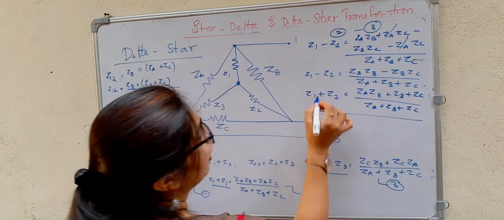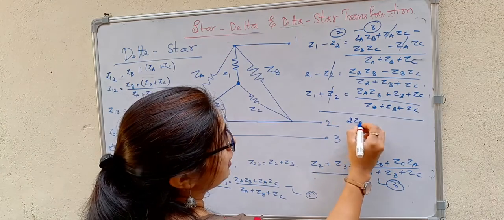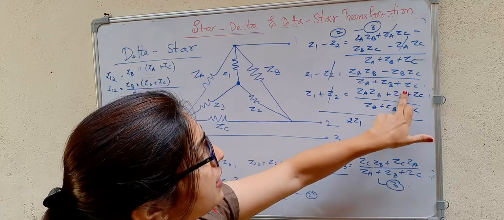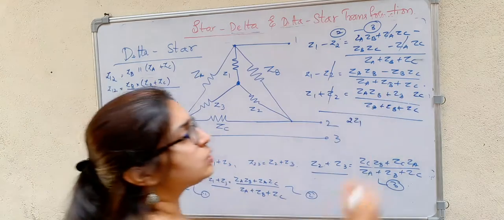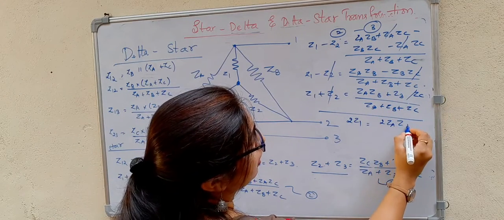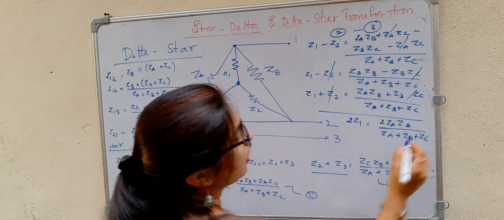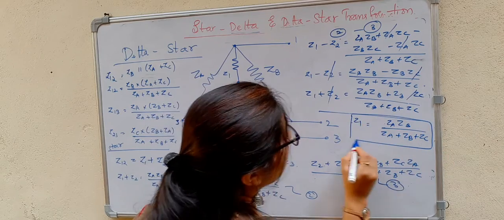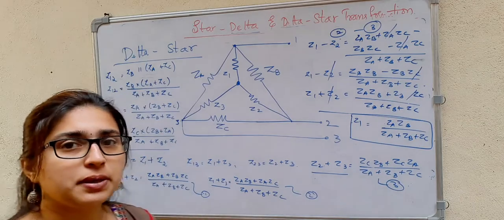Now if I add these two, this gets cancelled out. So remaining is 2Z1. See here, in this ZBZC and minus ZBZC, these are opposite signs, so these two get cancelled out. So it is 2ZAZB divided by ZA plus ZB plus ZC. Okay, so 2 gets cancelled out. So remaining is Z1, that is equal to ZAZB divided by ZA plus ZB plus ZC.